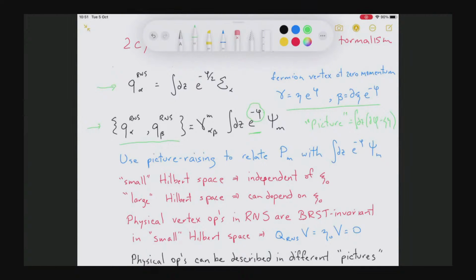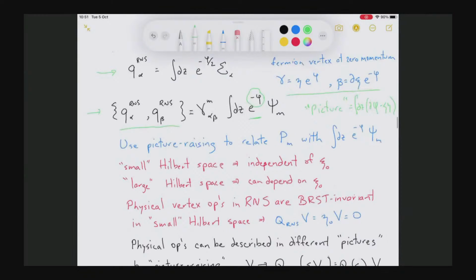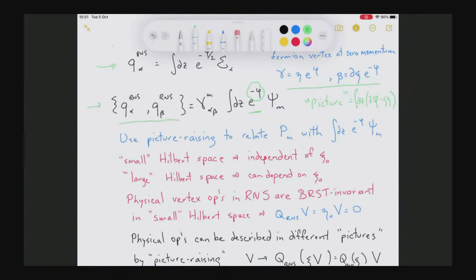To do that, we have to introduce the notion of what's called the small and large Hilbert space. The small Hilbert space is states which are independent of the zero mode of psi, and the large Hilbert space are the states which depend on psi. Physical vertex operators in the RNS formalism are essentially built out of the beta and gamma ghosts, which don't depend on the zero mode of psi. So they are defined in the small Hilbert space. So they're annihilated by not just the BRST operator, but by the zero mode of the eta ghost.